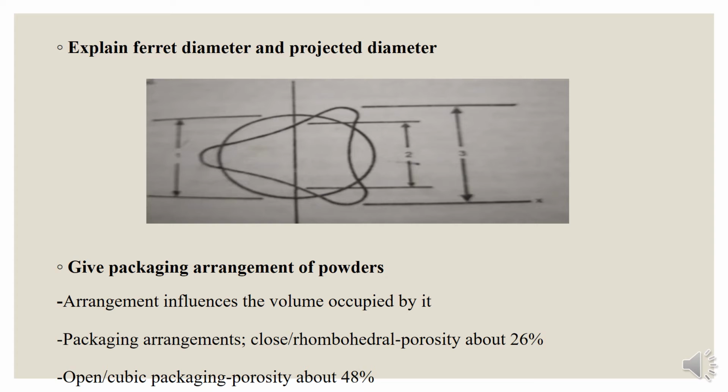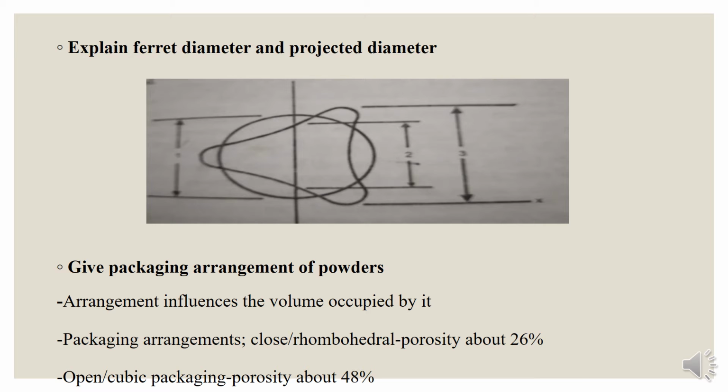Next question is: explain the ferret diameter as well as projected diameter. So we know that some popular methods are there to express the particle diameter by the microscopic method. First, for the purpose of measurement, we have to draw a diagram to explain the same. So popular measurements for expressing the particle size are projected area diameter, which is expressed by 1, second one Martin diameter expressed by 2, and ferret diameter expressed by this 3.